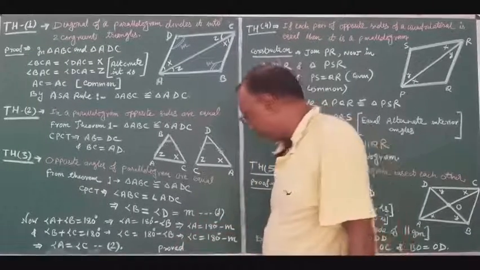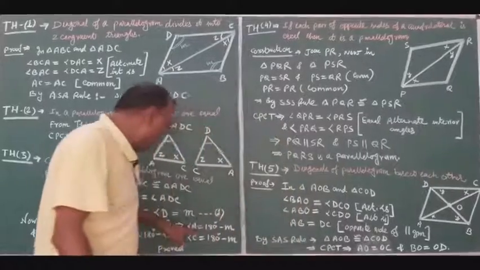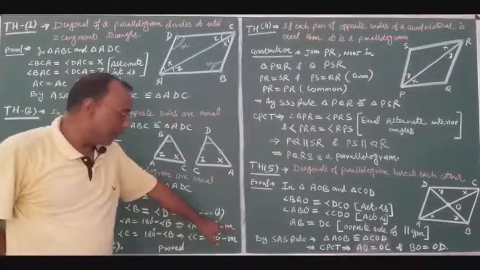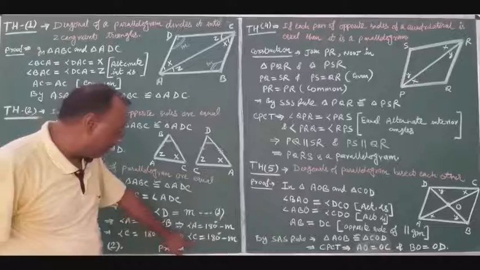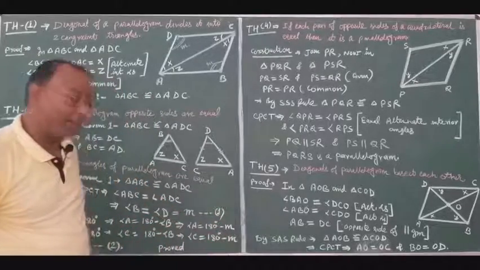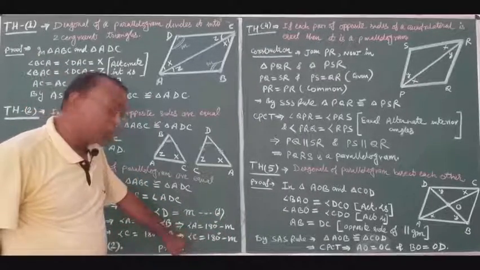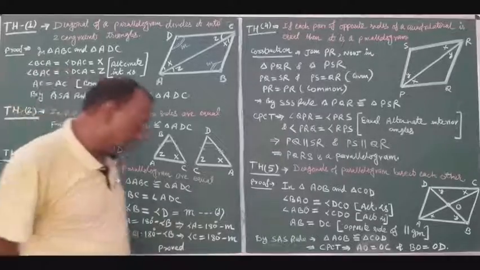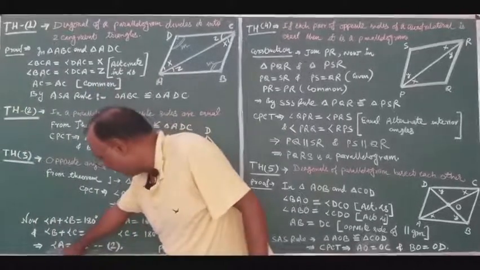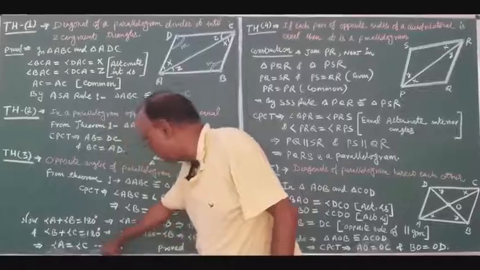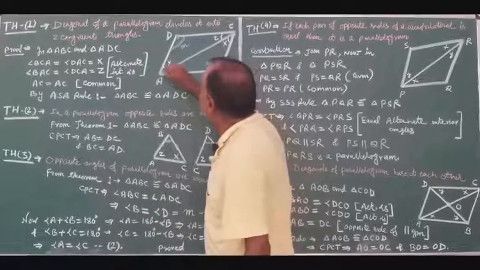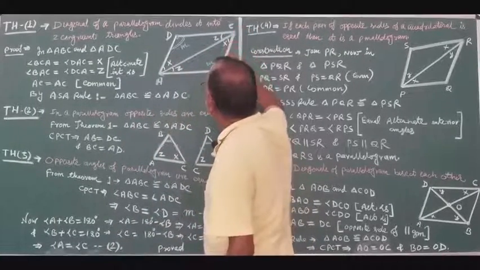Now just look here. What is the value of angle A now? 180 degrees minus M. And what is the value of angle C now? 180 degrees minus M. It means angle A is equal to angle C. This is equation 2. Angle A is equal to angle C and B is equal to D.